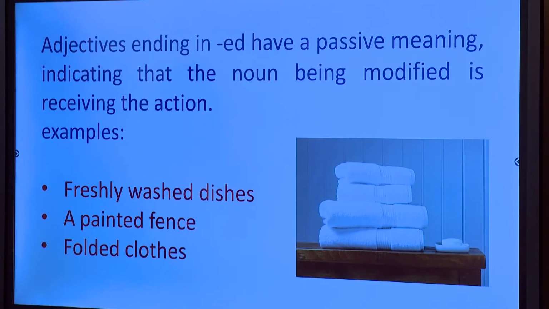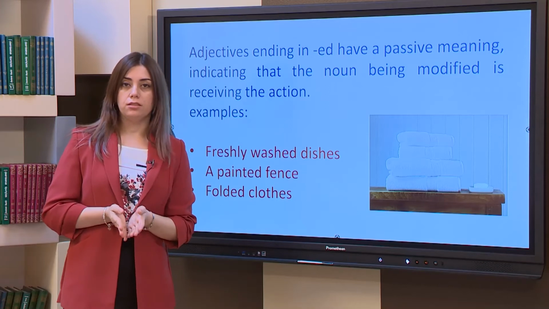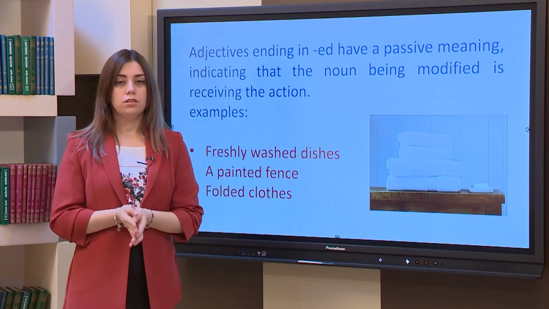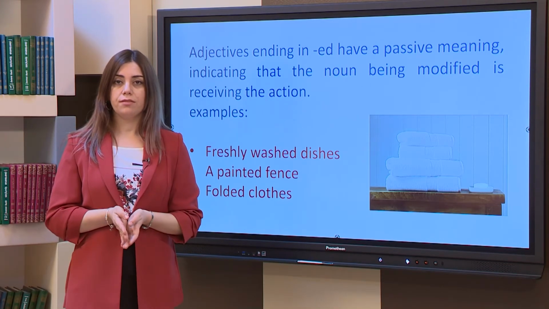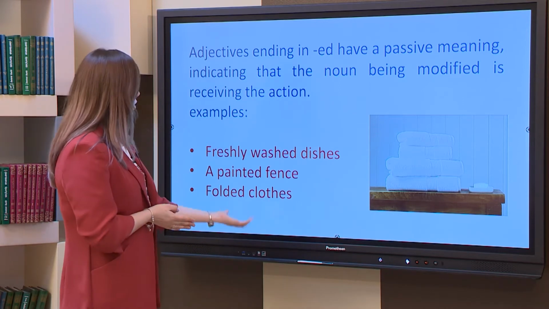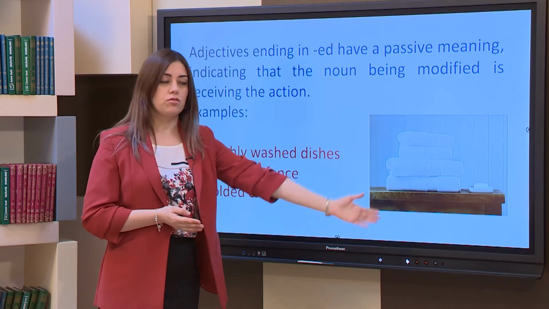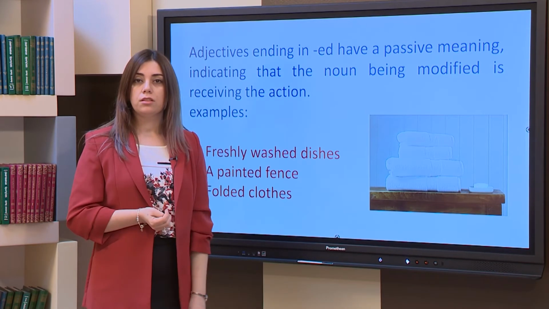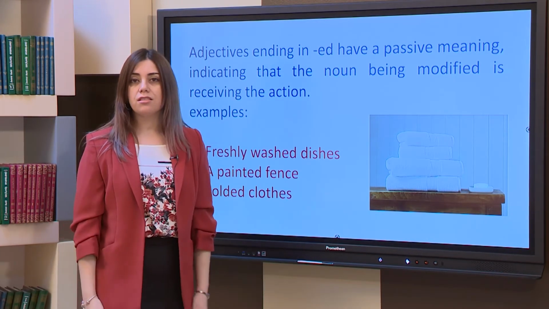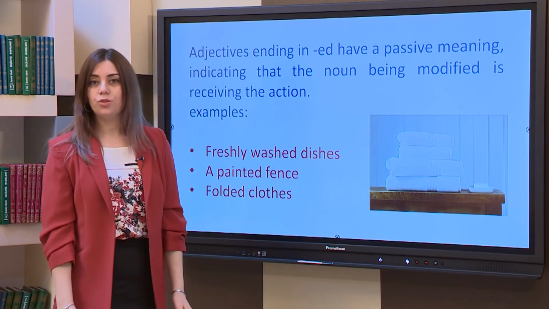A painted fence. Fence is painted. Who has painted it? Do we know? No, we don't know. It's passive. Folded clothes. These are folded clothes. Who has folded them? We don't know. This is called passive. I hope you understand this.